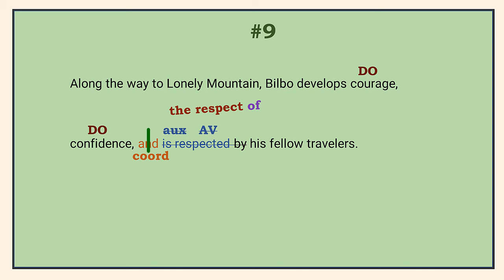The writer could connect courage and confidence with the coordinating conjunction and, creating a new independent clause for the second half. Something such as, in addition, he earns the respect of his fellow travelers. This change separates his internal change from his outward change, but some might argue this phrasing is too wordy.